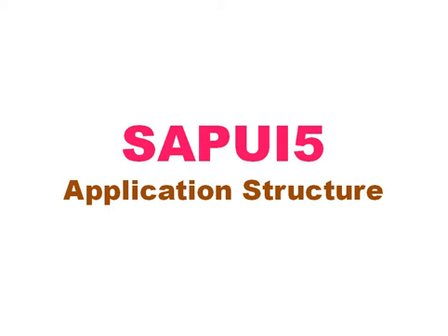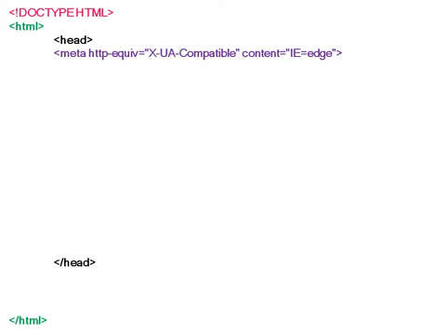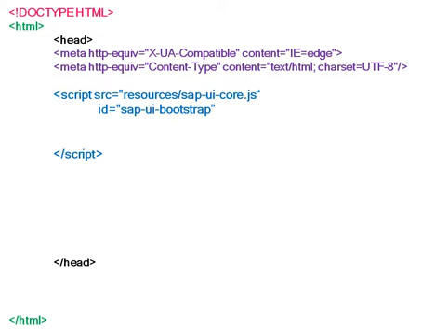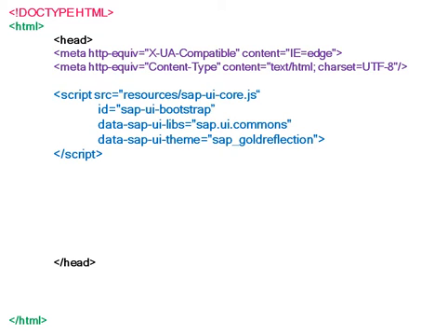SAPUI5 application structure. Start with doctype HTML, HTML tags, head section. Inside head section, the first meta tag to make this page compatible to Internet Explorer. Second meta tag for allowing special characters. The script block for the SAPUI5 resources with Bootstrap ID, libraries, and theme. This entire script section is called Bootstrap.